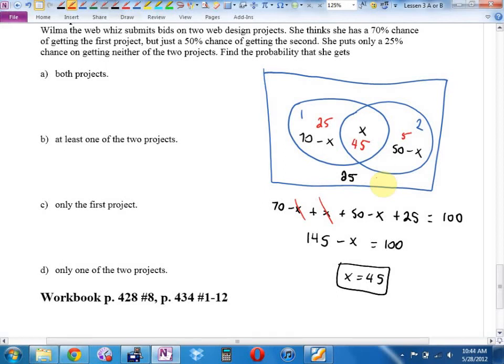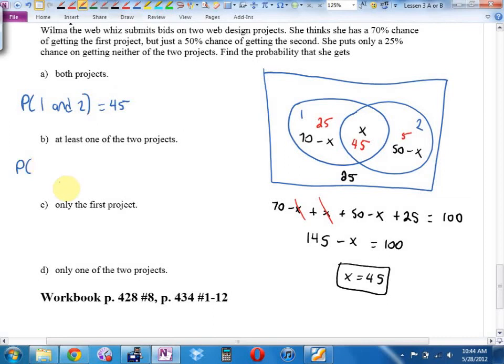A says both projects. Probability of 1 and 2 is how I would write that. What are the odds of getting both? You see it, Andrew? Yeah, it's staring right at you. No need to go to a formula. It's the overlap. Good.